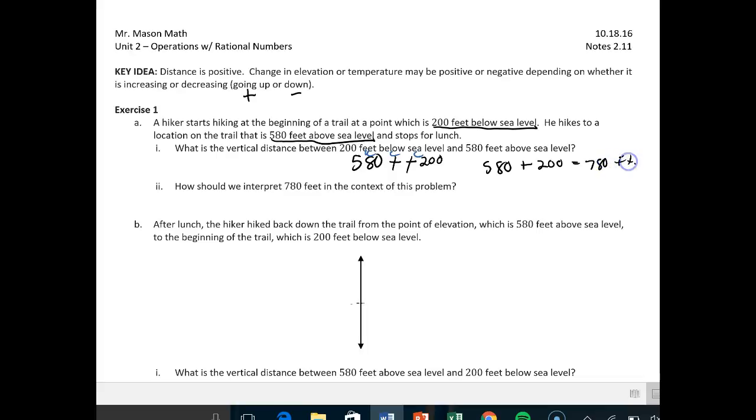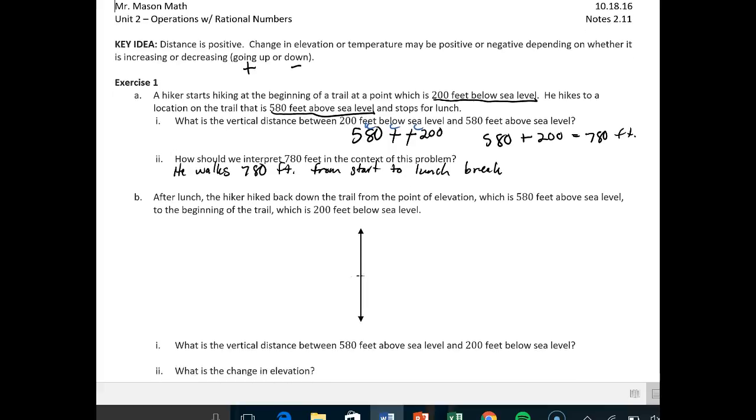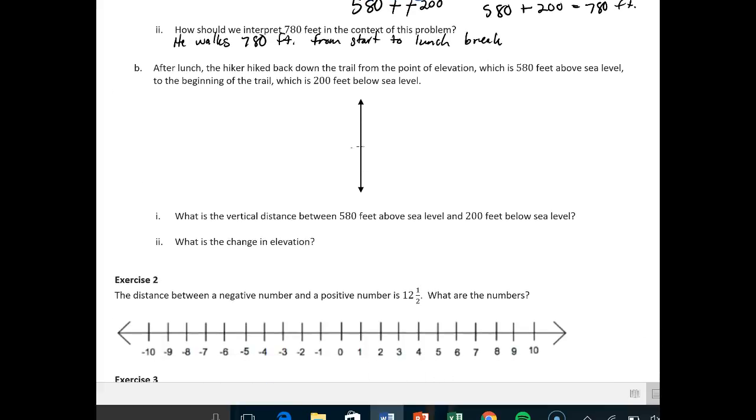How should we interpret this? In the context of the problem, he walks 780 feet from start to lunch break. There's nothing about height or anything in there. It's just, this is the 780 feet. And it should be a positive change in elevation, right? He's walking up 780 feet.